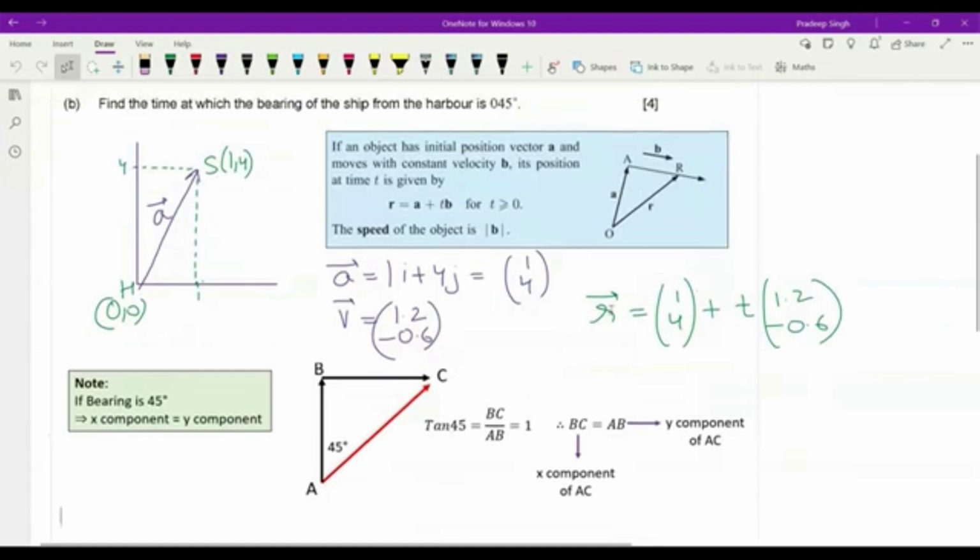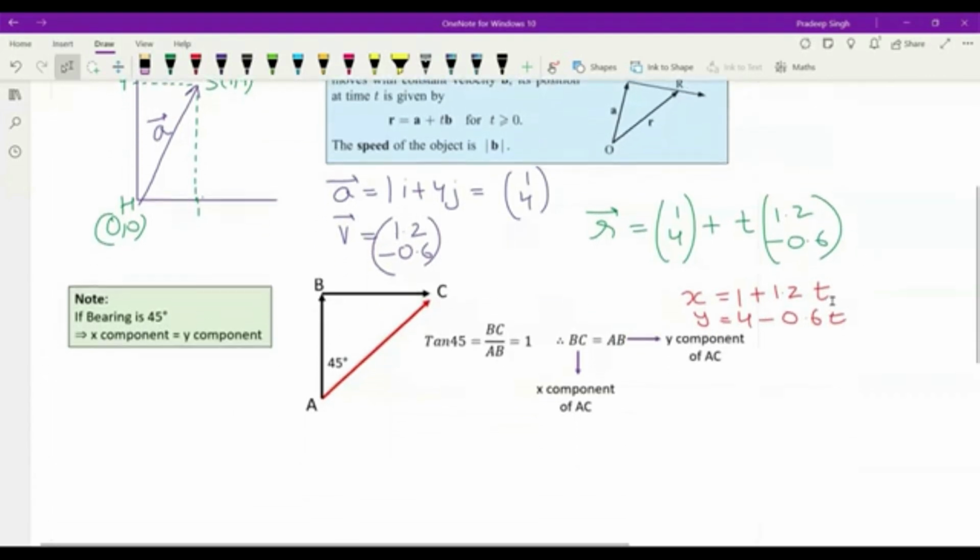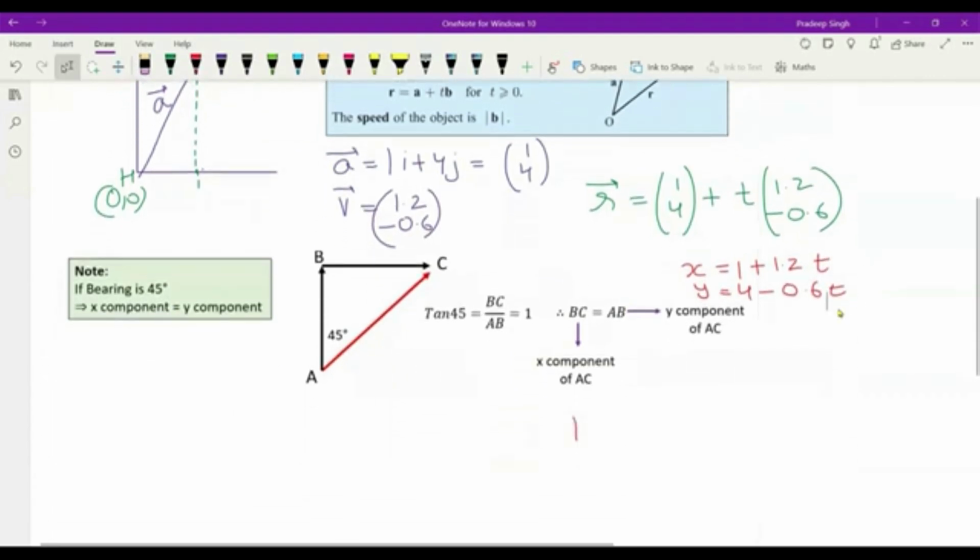In part A, we had found out the vector equation. So individually, let us identify the x coordinate as well as the y coordinate. X coordinate will be 1 plus t into 1.2 and y coordinate will be 4 plus t into negative 0.6. So let's write that down. x will be 1 plus 1.2t and the y component is 4 minus 0.6t. If the angle is 45 degrees, which is in this particular case, we will equate the x and y components. So let's do that.